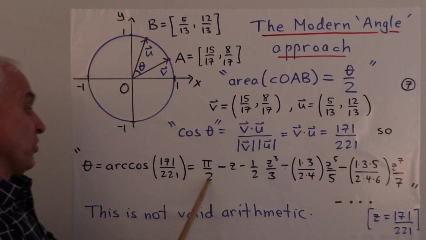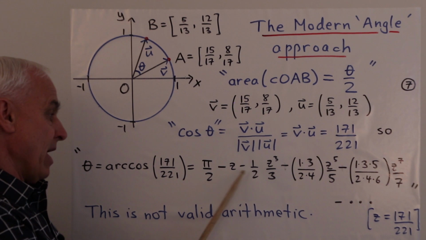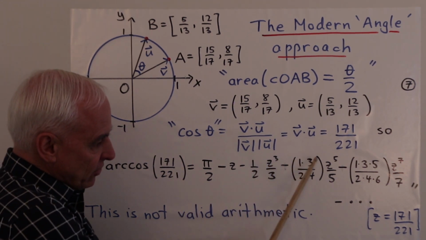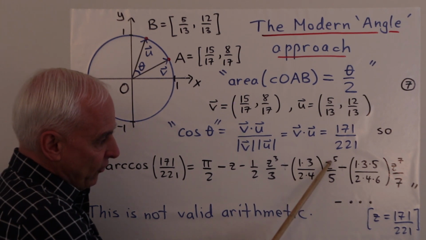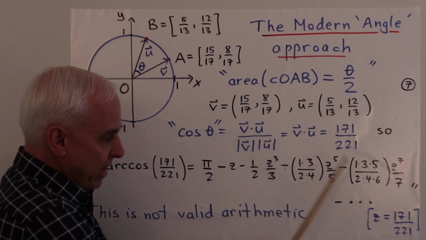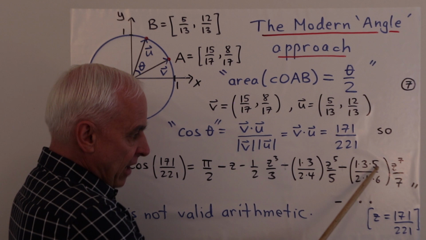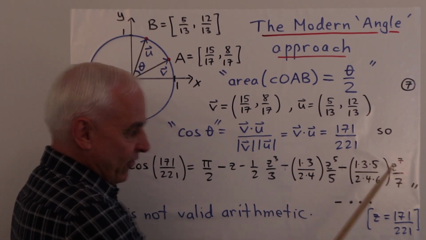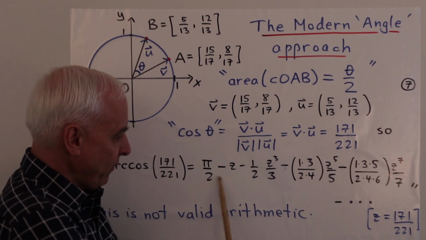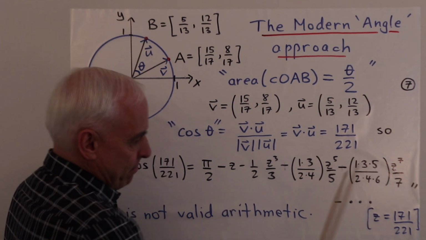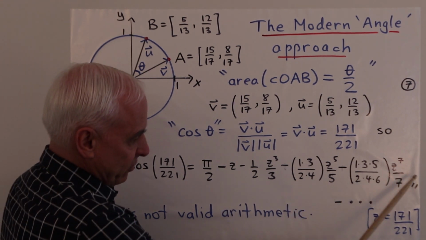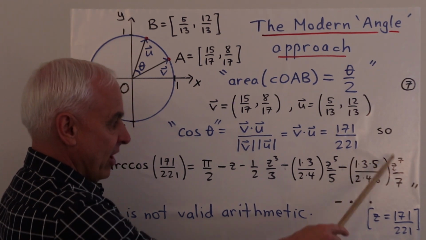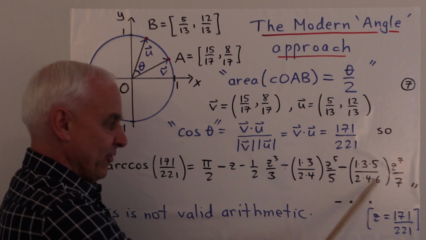Pi over 2 minus z minus a half z cubed over 3 minus 1 times 3 over 2 times 4 times z to the 5th over 5 minus 1 times 3 times 5 over 2 times 4 times 6 times z to the 7th over 7. And hopefully by this time you're kind of getting the pattern here. You can guess what the next one would be, a z to the 9th over 9, and there would be a 1 times 3 times 5 times 7 over 2 times 4 times 6 times 8.